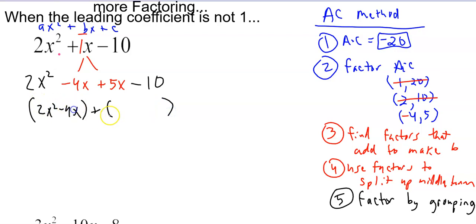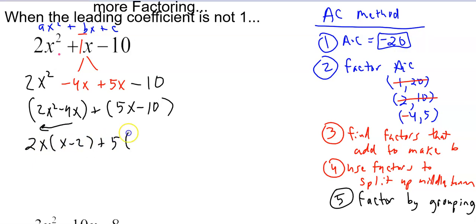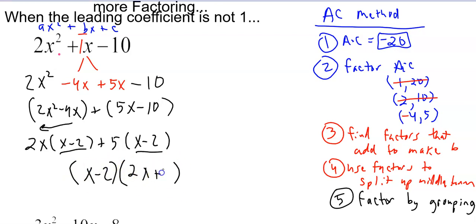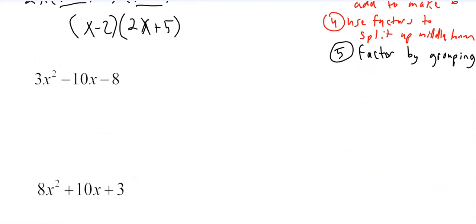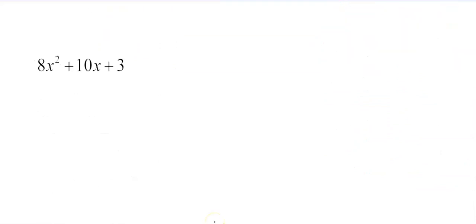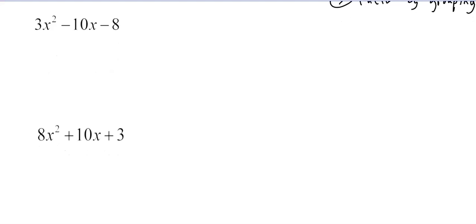2x squared minus 4x and 5x minus 10. I just bring those down, pull out the GCF. So 2x times x minus 2 plus 5 times x minus 2. Guess what? The parentheses match. That's excellent. Regroup. So one of them is going to be x minus 2. The other one's 2x plus 5. And if you FOIL that out, you would get this original problem. You could double check that you were right every single time. It's a guaranteed method of solving things that in the past were kind of difficult to solve.